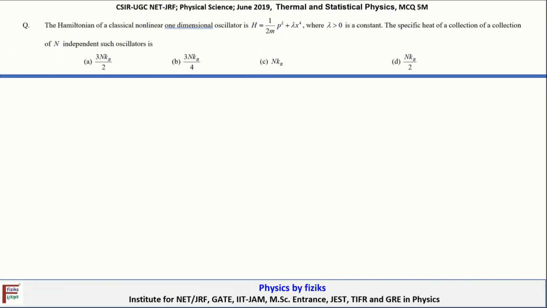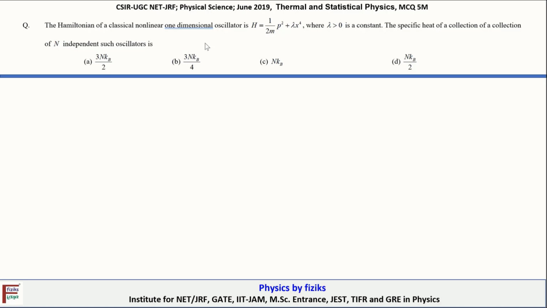So let's continue with the next question. The question is, the Hamiltonian of a classical nonlinear one-dimensional oscillator is given by H equal to p square by 2m plus lambda x power 4, where lambda is greater than 0, it's a constant. The specific heat of a collection of independent such oscillators is given by.